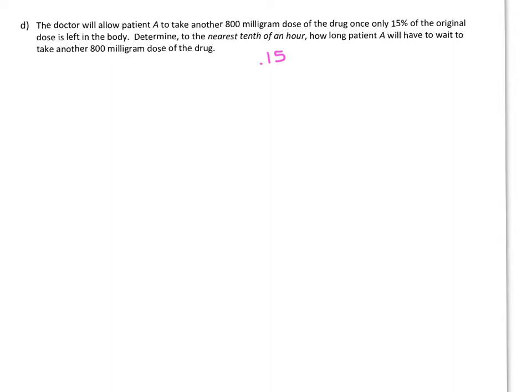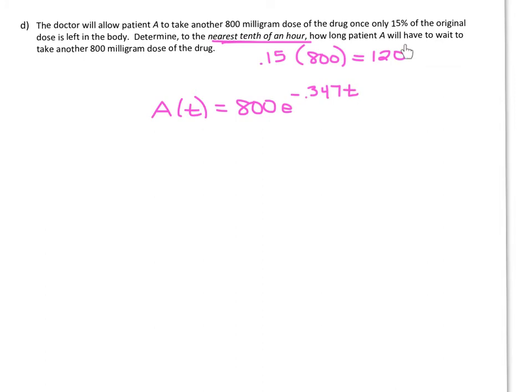And we want to find 15% of 800. So that means just multiply 800 by 15%. And when we do, we get 120. Okay, well, let's just go back to the original equation, right? The function A of t was equal to 800 times e to the negative 0.347 t power. So if we want to know to the nearest tenth of an hour how long, we're looking for the time it'll take until they're allowed to take another dose. We want to know how long does it take for 120 milligrams to remain in the body?